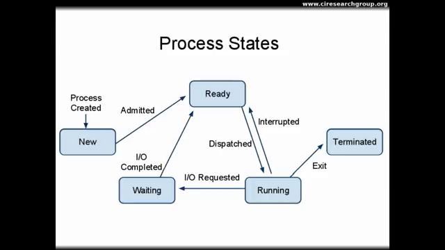Execution of a process can be interrupted for a variety of reasons. If a hardware interrupt occurs, the operating system might have to move the process off the CPU core in order to service the interrupt, returning the process to the ready state.